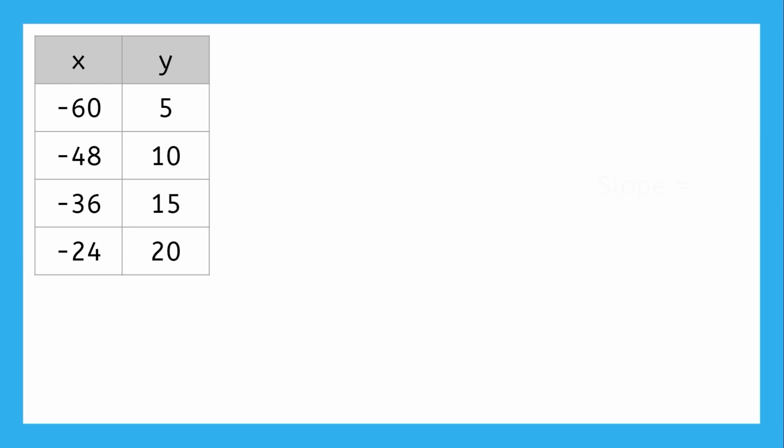First, we need to find the slope. Using the top 2 points, we can get that the change in y is plus 5 and the change in x is plus 12. So the slope is 5 over 12. This tells us the pattern is that y goes up by 5 and that x goes up by 12. We can use this pattern to expand the table.